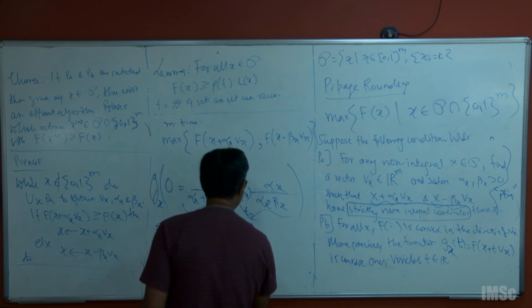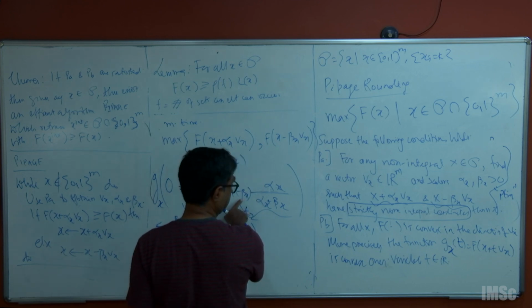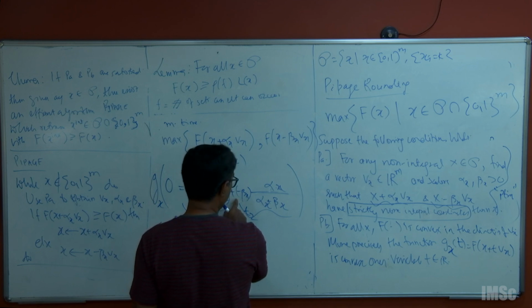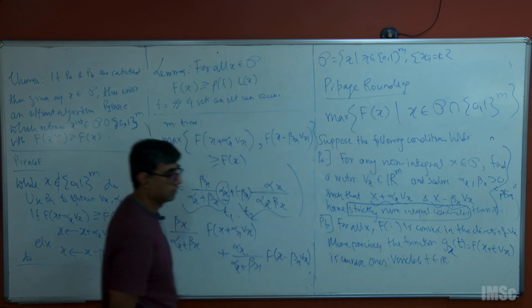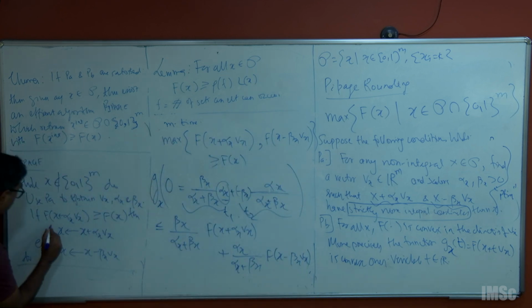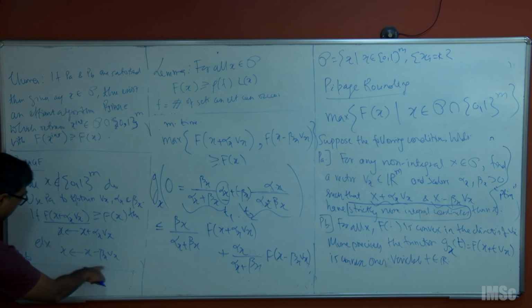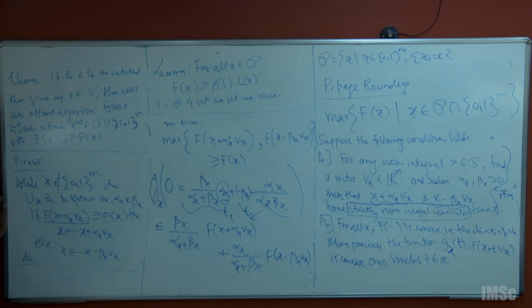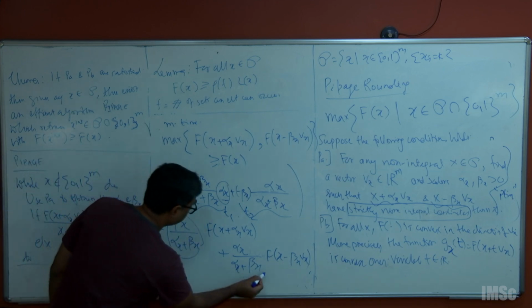And if I take this common, what will I get? Alpha x by alpha x plus beta x times g of x of minus beta x. This is I am going to get f of x minus beta x times vx, which is what I was interested in. Is that fine? Okay.